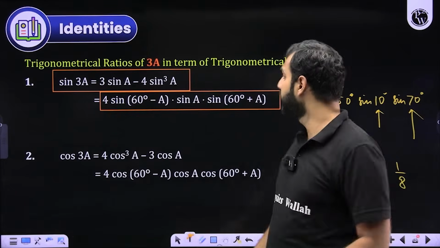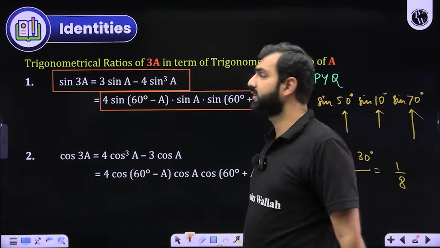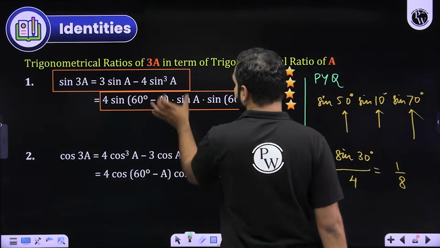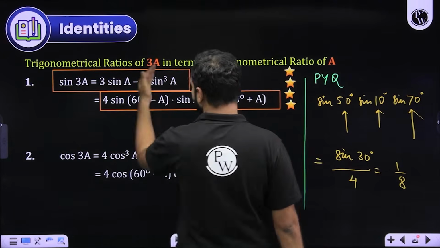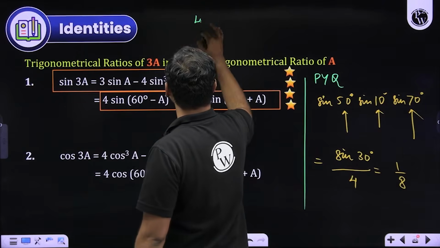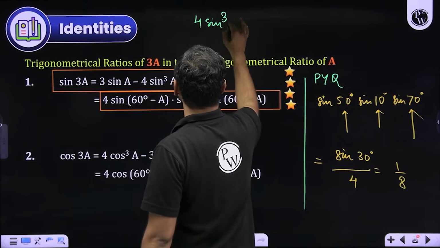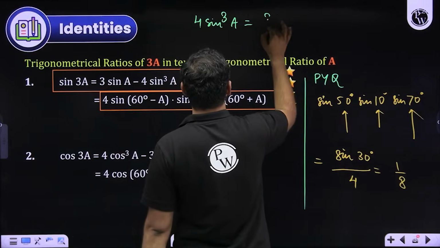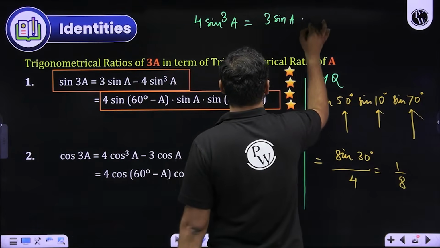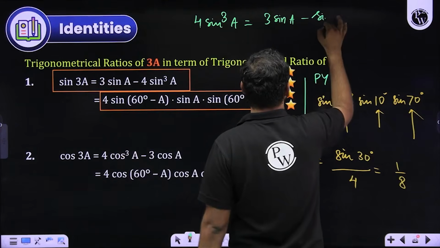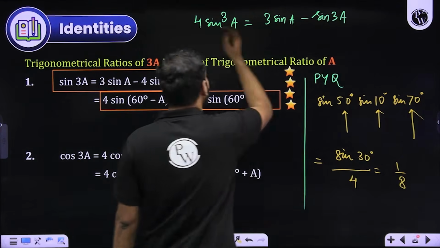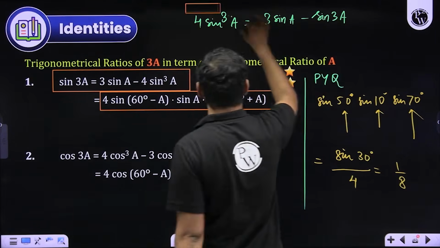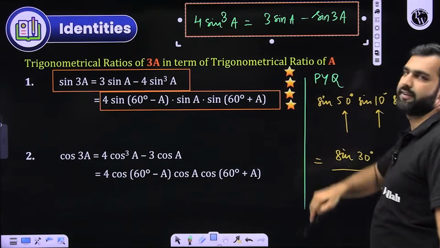Not just that, this cube can also be written as something like that. What I am trying to say is, if I take 4 sin cube a on one side and bring sin 3a to the other side, can I not say that 4 sin cube a will be 3 sin a minus sin 3a? So do remember this also as a result. Whenever I deal with something like this, I will not hesitate in using this particular identity.